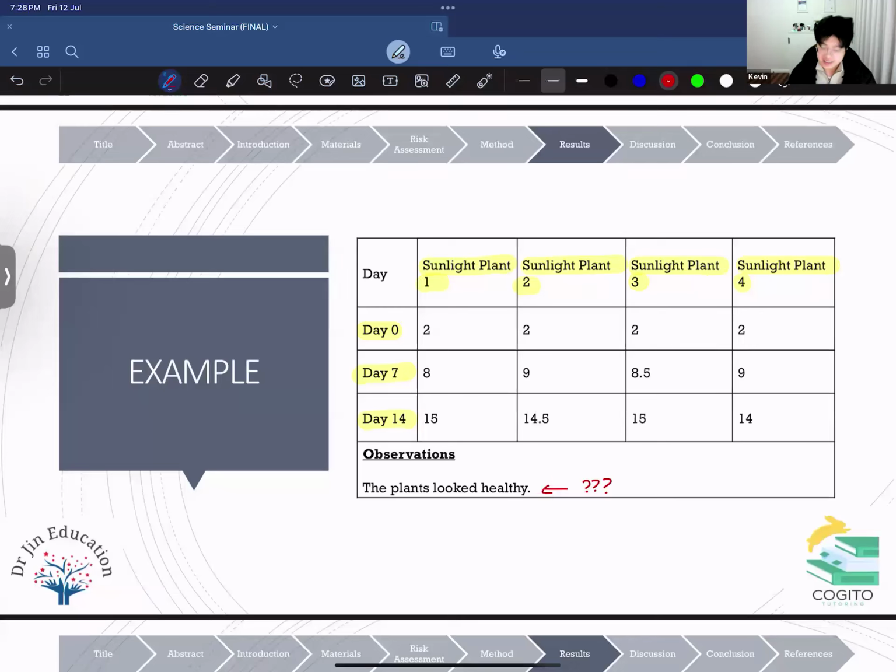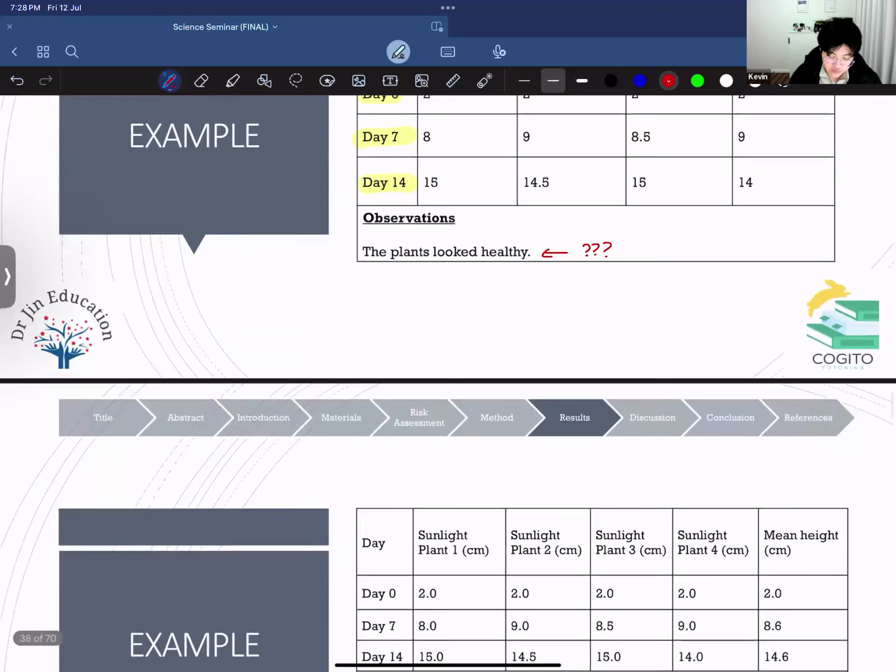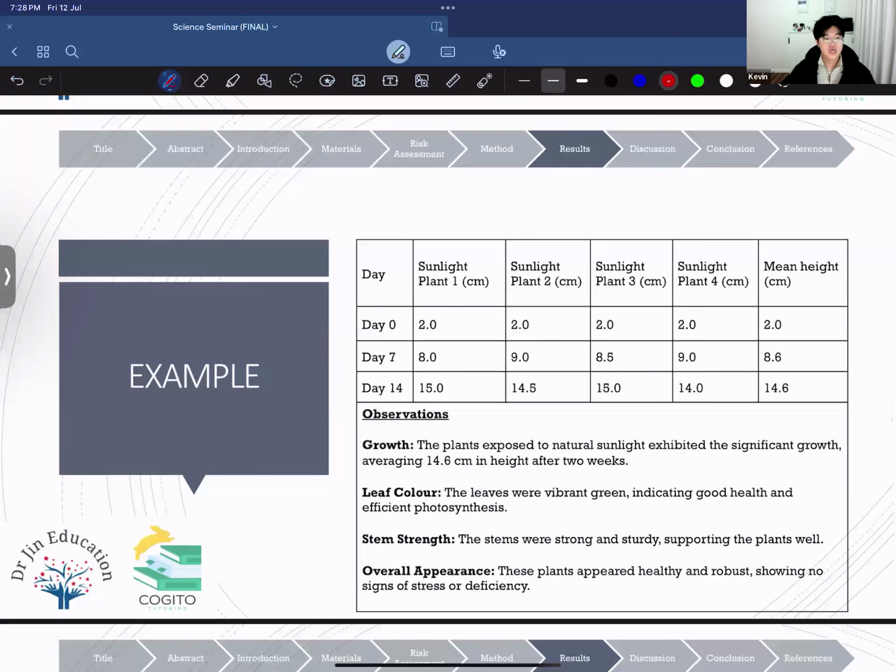Okay, stuff like that. But when you just say it looks healthy, that's not great. It's not good enough. Now, I'm also going to show you the next one first, and then we're going to talk about it. Look at this example, all right?